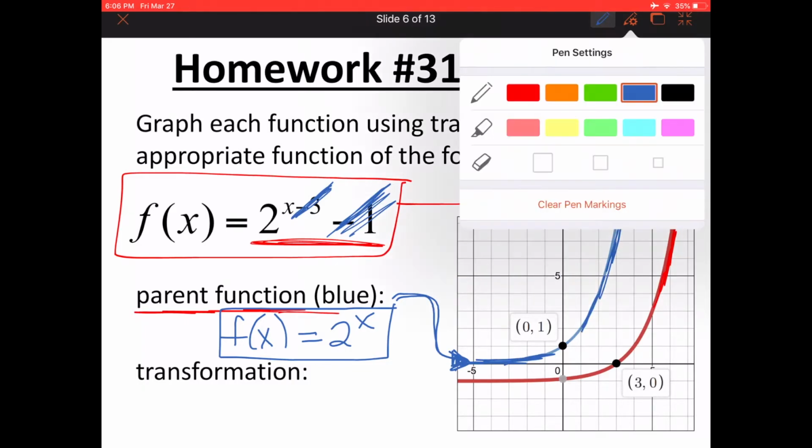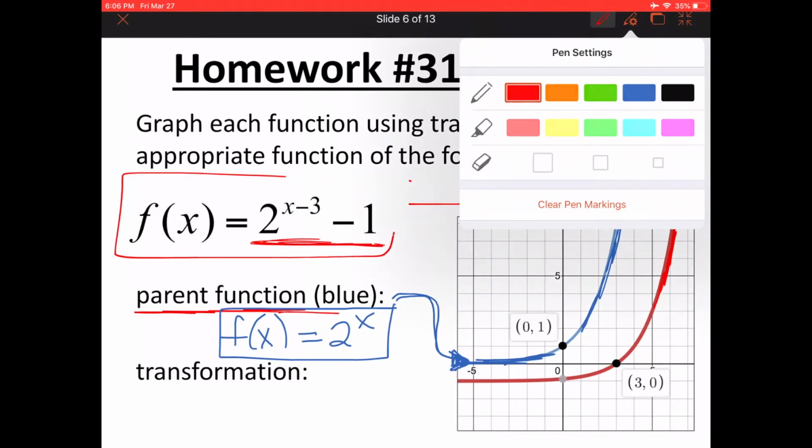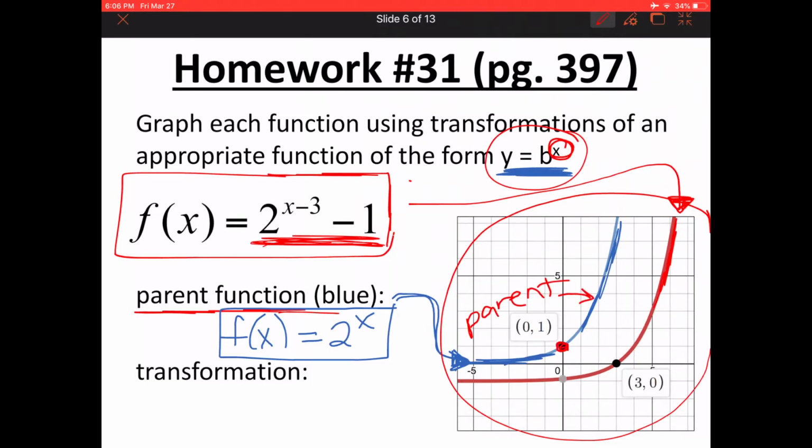Now you have to tell me what transformations took place. So let's go back to our original equation, this 2 to the power of x minus 3, minus 1. We can compare the two graphs over here to see what transformations took place, and we can also see how they relate to the equation. So notice, my parent function's in blue. Do you see that my point is here at (0, 1)? Let's find that same point in my new function, and notice that I am now at (3, 0).